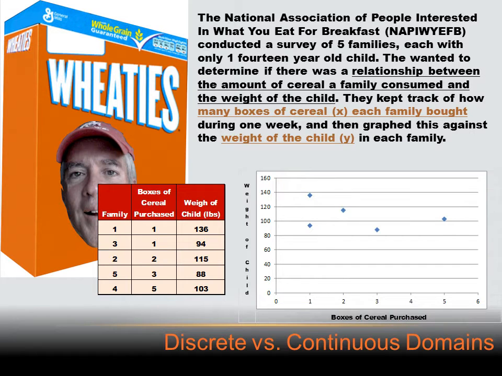Now, you know from the last slide that you can't buy a half a box of cereal. And we know that our domain in this case is discrete. It's not continuous. I can't buy 1.5 or 1.25 boxes of cereal. I've got to buy discrete units like 1 or 2 or 3. And when we graph it, we have discrete points on the graph. We don't have a line, we have discrete points. Why don't we have a line? Think about it. Why isn't there a line on this graph?